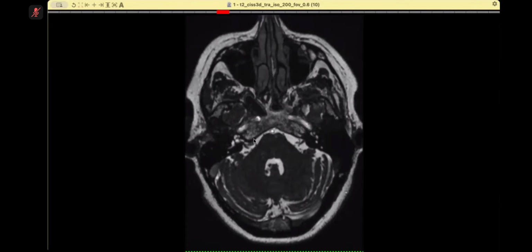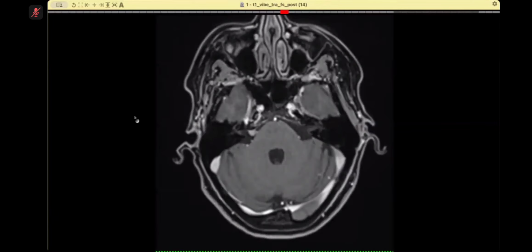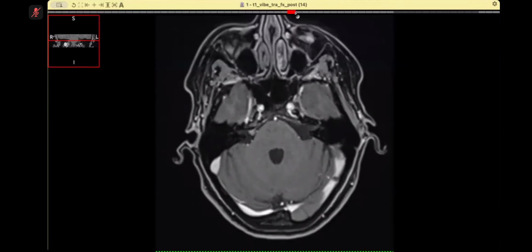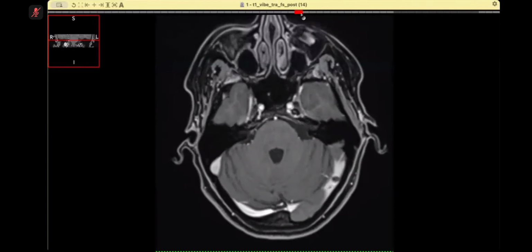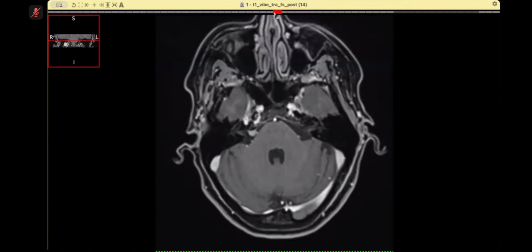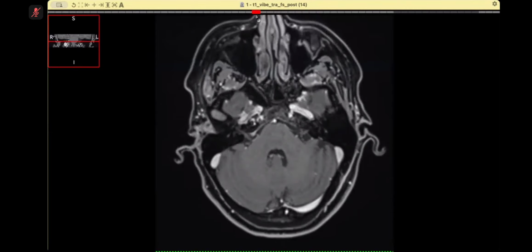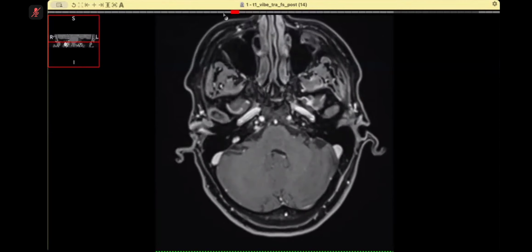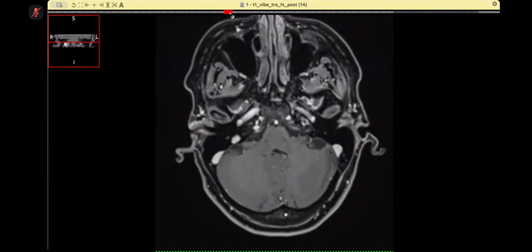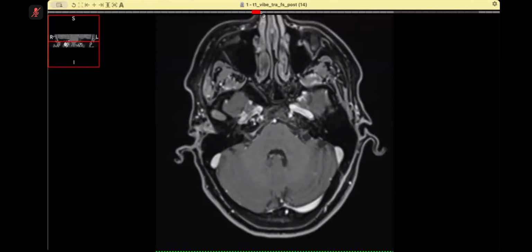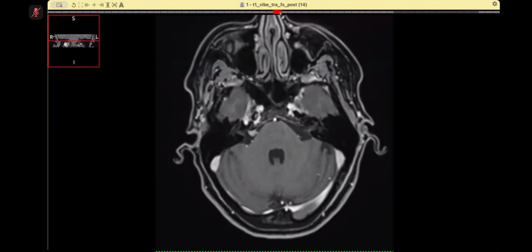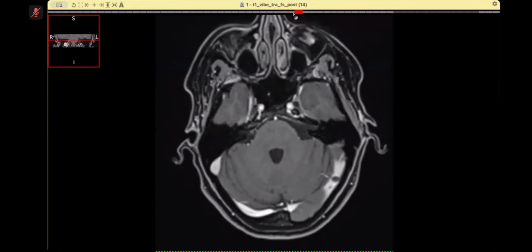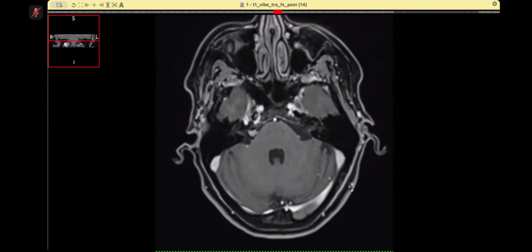Sir, I would like to review this area on post-contrast images. Okay, I've given you post-contrast. In the post-contrast images, there is enhancement noted in this area, and it has a broad dural base, so it's likely a small meningioma sitting near the internal auditory canal, and it is causing compression of the facial nerve. Excellent, well done. Okay, we stop there.